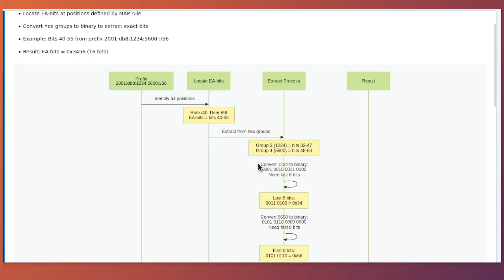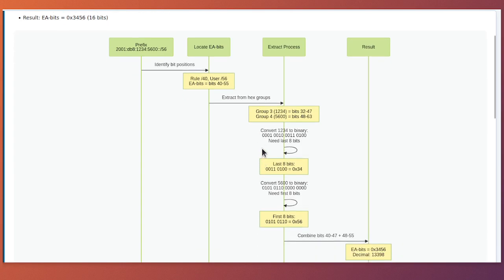We need to extract bits 40 through 55. Bits 40 through 47 are in Group 3, and bits 48 through 55 are in Group 4. Now we must extract precisely these bits.